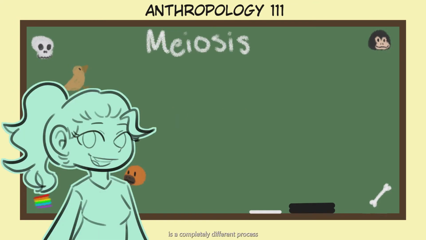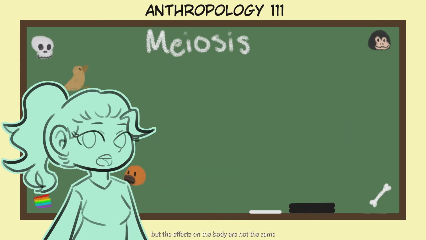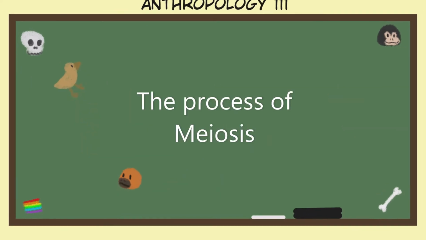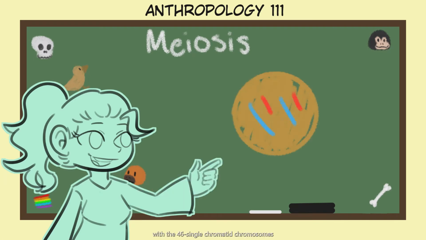Meiosis, on the other hand, is a completely different process. Like mitosis, there is still cell division, but the effects on the body are not the same. Instead, meiosis allows for the creation of gametes, which are essential for sexual reproduction. Meiosis starts off the same as mitosis, with the 46 single chromatid chromosomes and the DNA replication process.